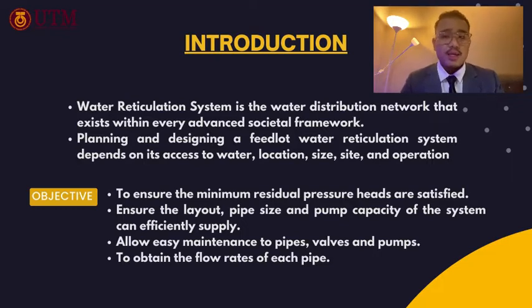Planning and designing a feedlot of water reticulation system depends on its access to water, location, size, site, and the operation. Objective of the water reticulation system is to ensure the minimum residual pressure head is satisfied. Second, ensure the layout, pipe size, and pump capacity of the system can efficiently supply. Allow access for maintenance to pipe, valve, and pump. And the last one, to obtain the flow rate of each pipe.